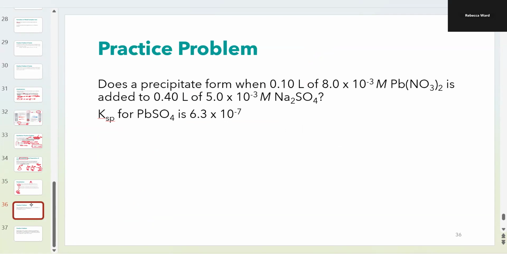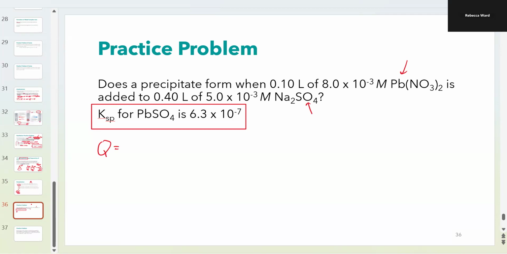Even if you don't remember your salt solubility rules, what I see here is we're given a KSP that's pretty small for lead sulfate. So lead sulfate is the thing that we're wondering, is it going to drop out of solution? Is it precipitating? I have lead in here and I have sulfate in here. So I'm wondering, have I surpassed this KSP? So I need to calculate Q when I combine my 0.1 liter and 0.4 liters of solution.